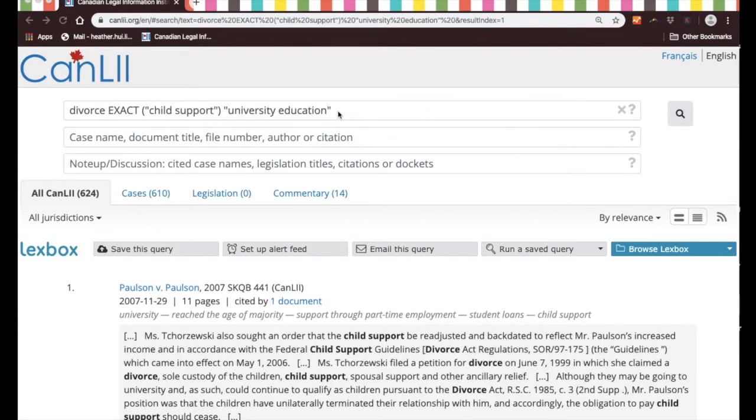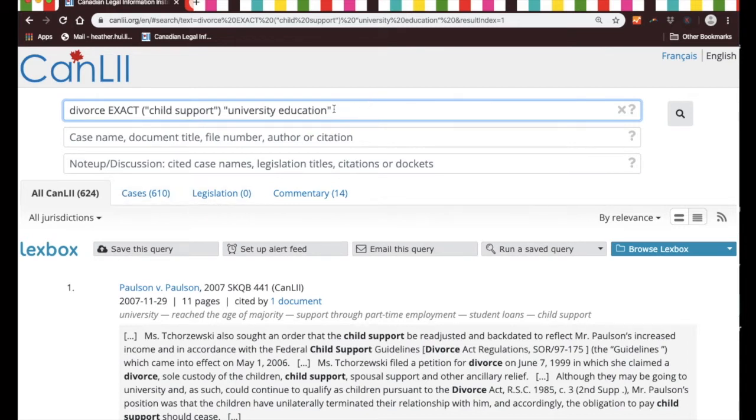So going back to our working example from previous videos, let's say that you want to get a divorce, and you're looking for legal information on child support, especially as it relates to whether you have an obligation to pay child support for your child's university education. So we've entered these phrases, child support, university education, and we also throw in the word divorce because it's in the divorce context. And you will remember that we have 610 cases.